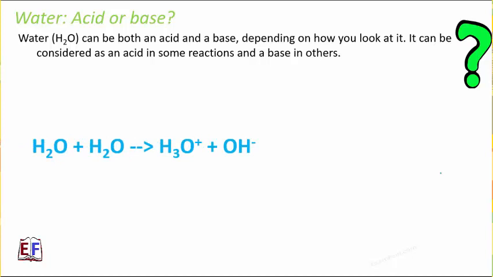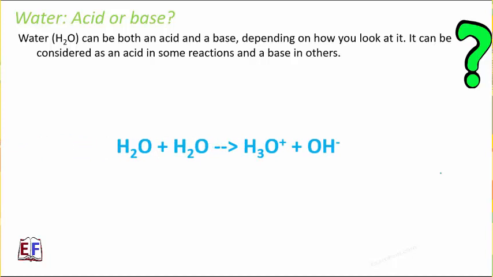So let us look at this particular reaction. Here we see that water reacts with water to form hydronium ions and OH minus ions. So what's happening in this particular reaction? Here we see that this particular water, H2O, forms H3O plus. While it forms H3O plus, it is taking in one H plus. So accepting H plus ions, that means it is acting as a base, right?